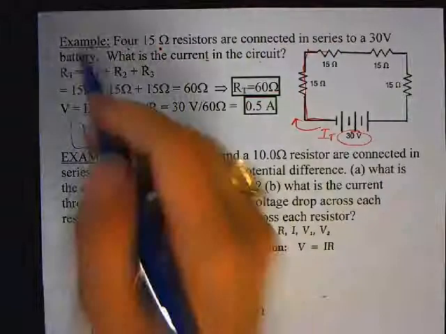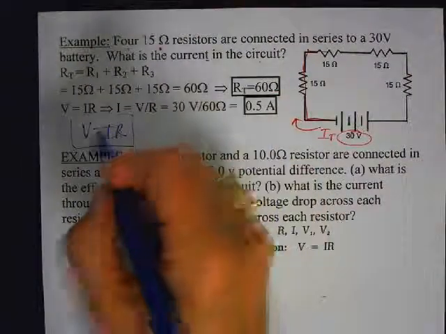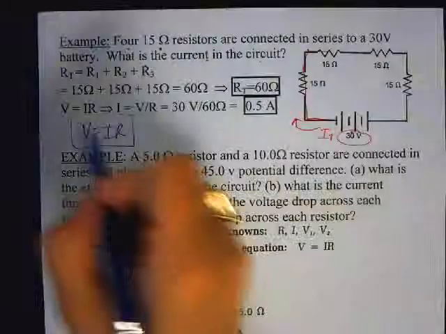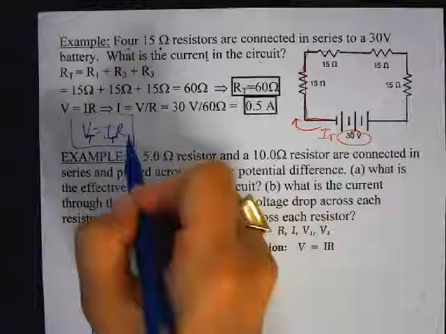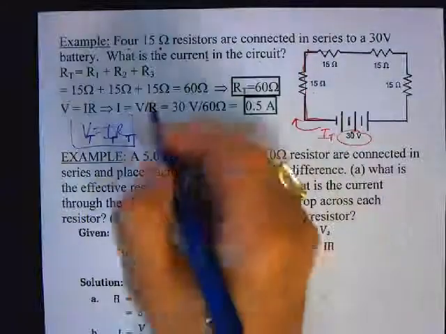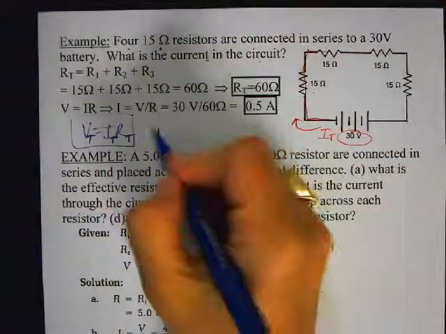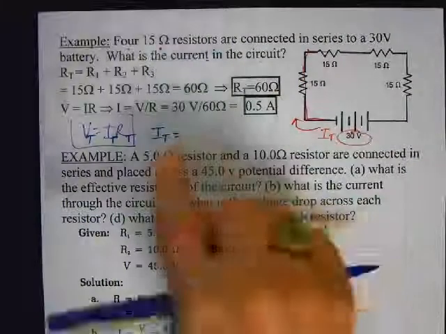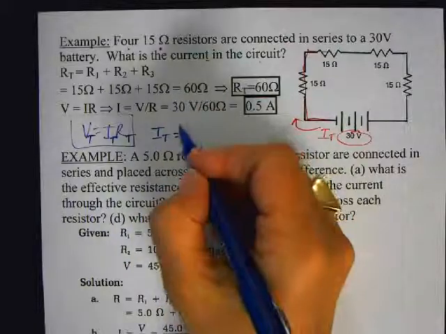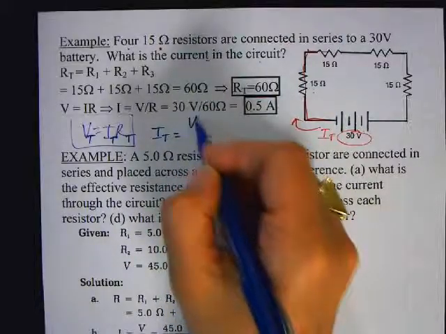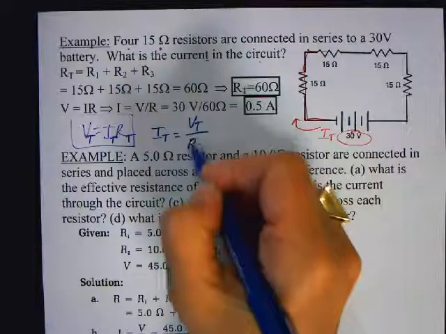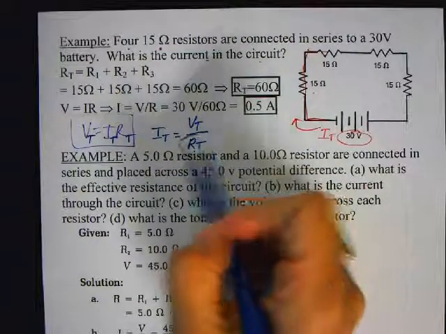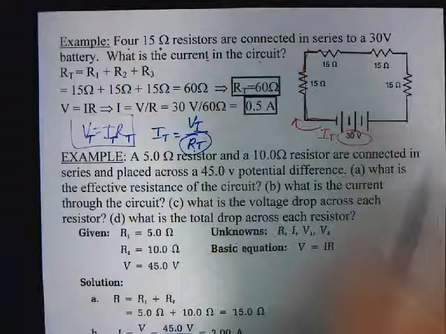Okay? Now, if I want to apply Ohm's law, V is equal to IR, for the entire circuit, I will say VT is equal to IT times RT. So T stands for total. So the total current is going to be equal to the total voltage of the battery over the total resistance. The problem is, do I have the total resistance? No. I only have this.